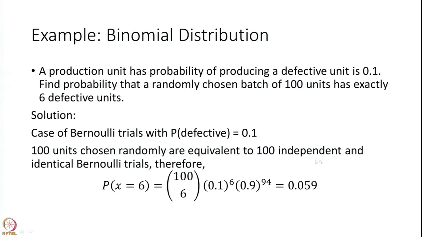So, here please remember the probability is 0.059, because we are going to work out the same problem using Poisson distribution by taking an approximation, but that will be in future. Let us continue with some of the Bernoulli trials.